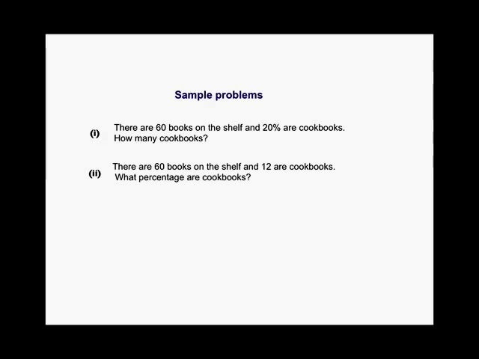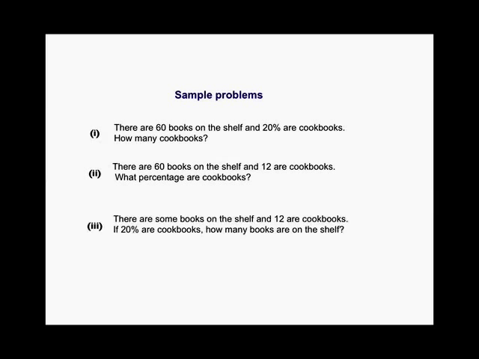There are 60 books on the shelf and 12 are cookbooks. What percentage are cookbooks? There are some books on the shelf and 12 are cookbooks. If 20% are cookbooks, how many books are on the shelf?